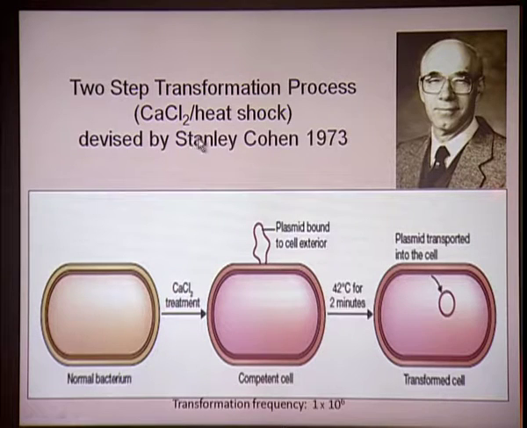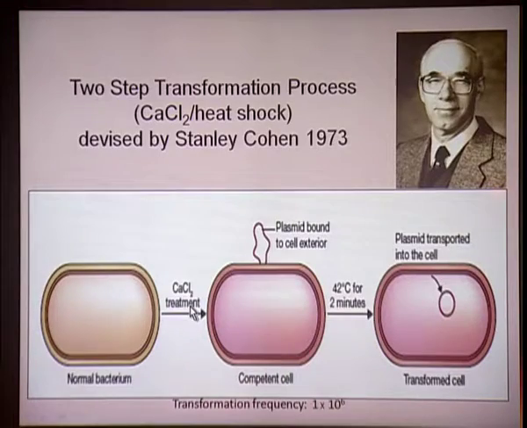This method was first designed by Stanley Cohen in the year 1973, wherein he used calcium chloride and heat shock as the methods to make the cell competent and transfer DNA into the bacterial cell. It mainly comprises 2 steps. First is treating the cells with calcium chloride. This is to make the cell competent.